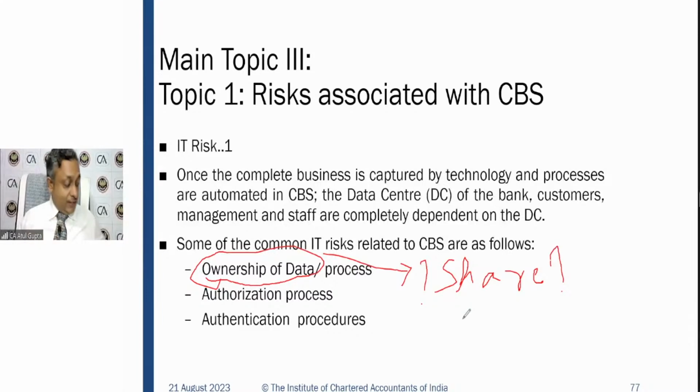Authorization means how transactions are authorized in the banking system. So how your checks are cleared, how loans are sanctioned, that process. Authentication is how a user validates himself or herself whenever he or she logs in through internet banking. We talked about the RBI mandate that for internet banking, an OTP has to be received on mobile. So that becomes part of the authentication process.